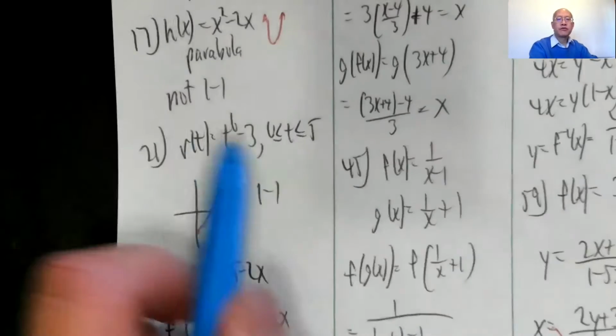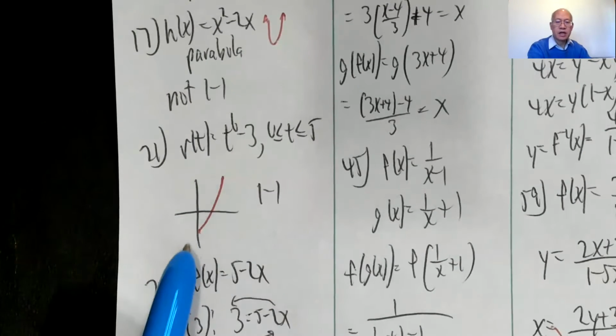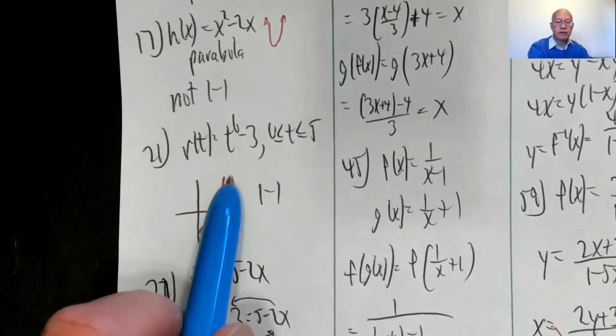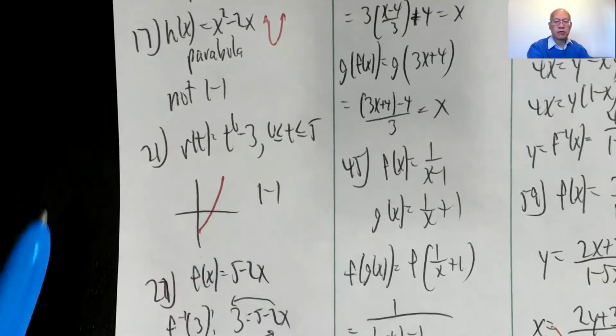t to the 6 minus 3 from 0 to 5 looks something like this. Plug in 0, you have negative 3. Plug in 5, you have some super big number. It is going to be one-to-one.